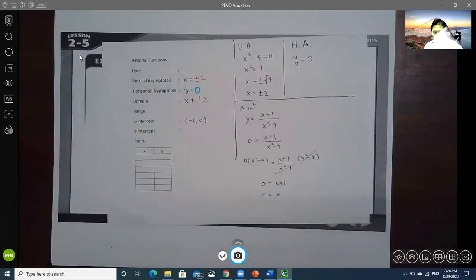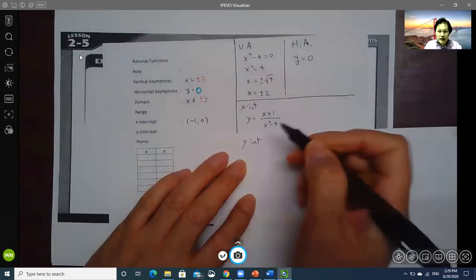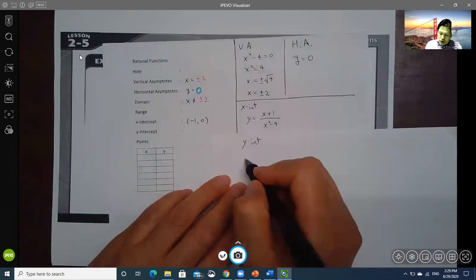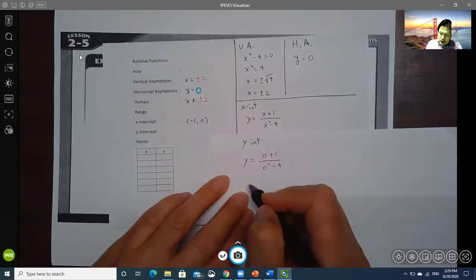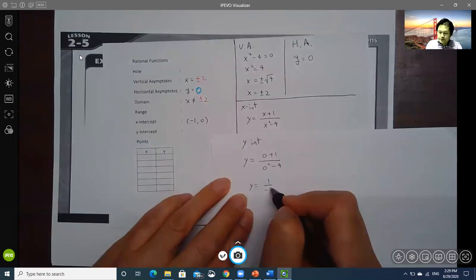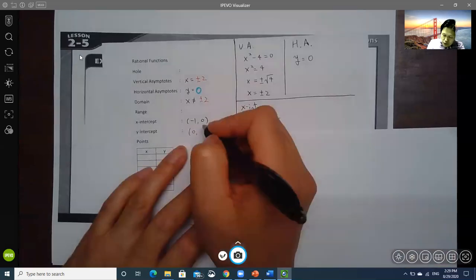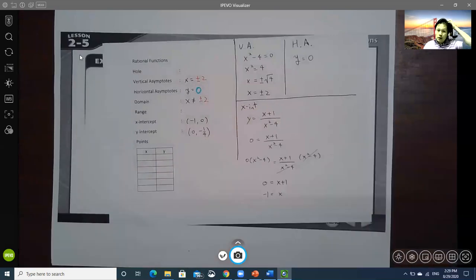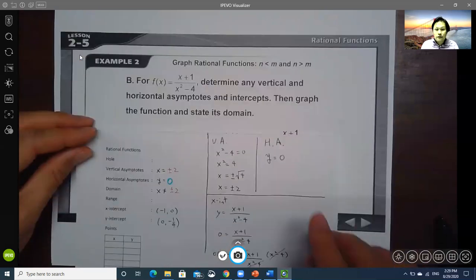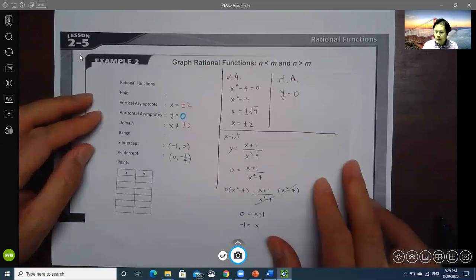Time to calculate y-intercept. Okay, y-intercept is what? Plug it in x as 0. So y equal to 0 plus 1 over 0 squared minus 4. So y equal to 1 over minus 4. That is your y-intercept. 0, minus 1/4. Okay? Then what? Graph. Okay, this one will be a little interesting to graph.